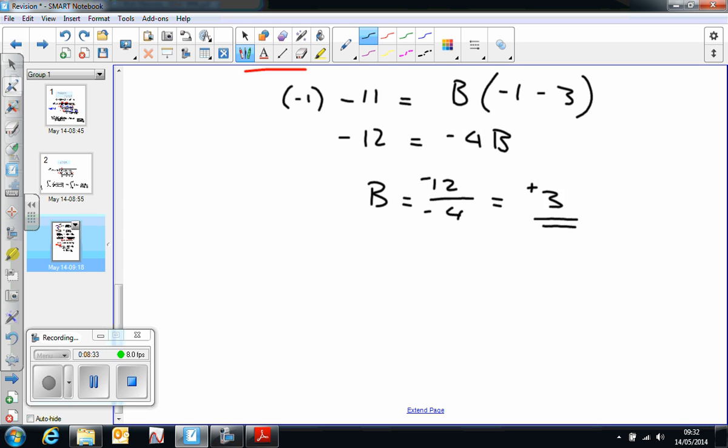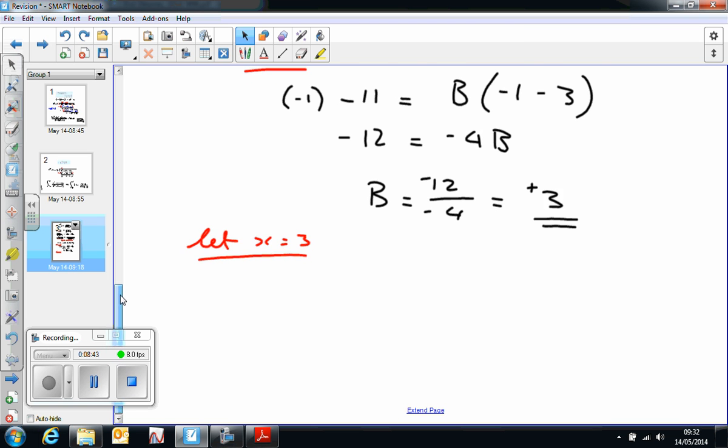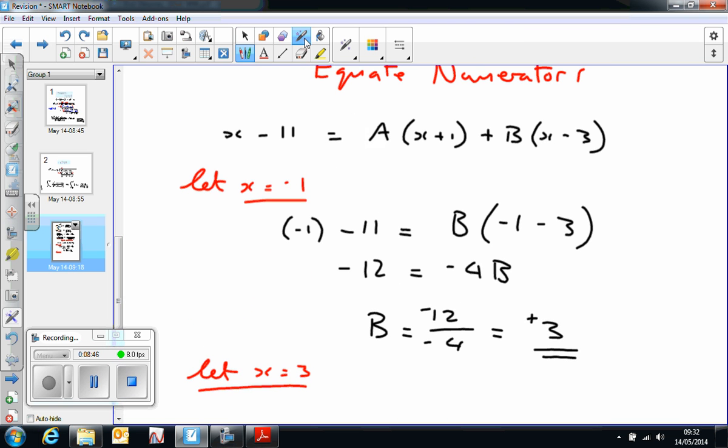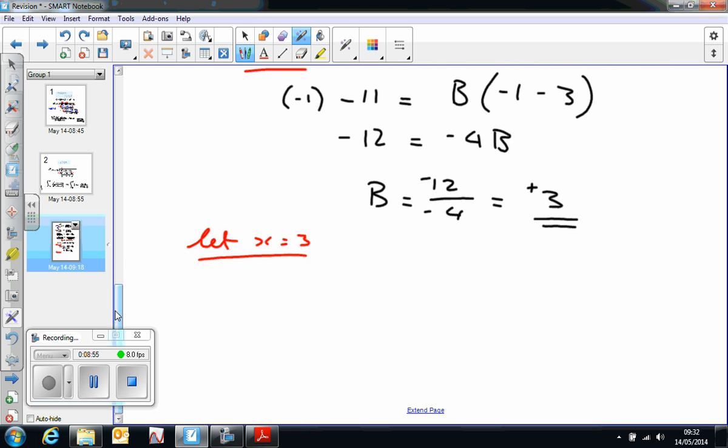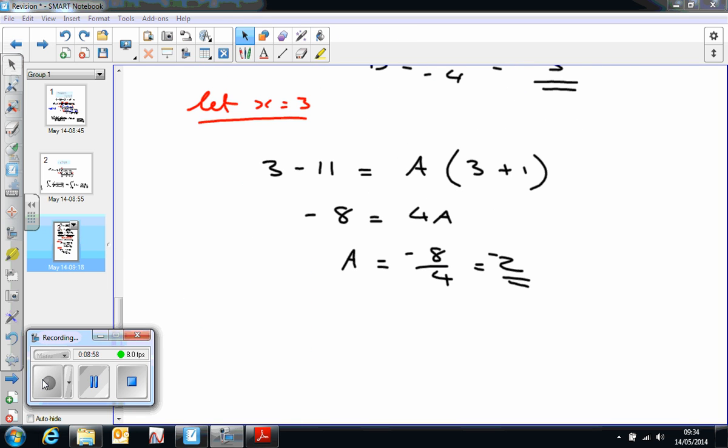And then we do a similar thing to find A. So now let x equal 3, because by letting x equal 3, that means this term disappears, because 3 minus 3 is 0, and we can find A. So carry on and see if you can find out what A is. So hopefully you got this, letting x equal 3, we've got 3 minus 11 equals A(3 plus 1), and that gives us A equal to minus 2.